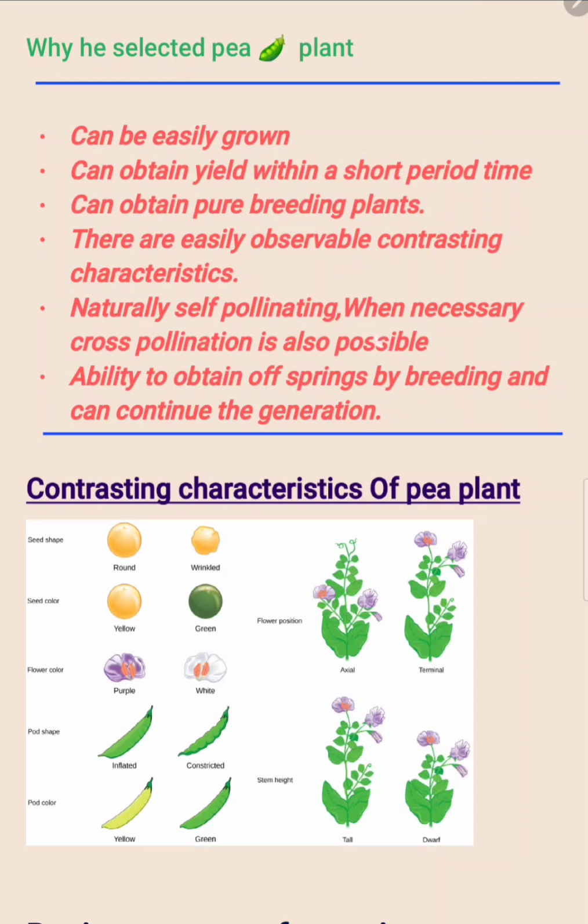And it is naturally self-pollinating when necessary. Cross-pollination is also possible. Also, it is possible to get offspring by breeding and continue the generations. These are the reasons why he selected the pea plant for his experiment. You should keep at least 2 or 3 in mind, because if the question is asked in the question paper, you have to write at least 2 or 3 of the reasons.